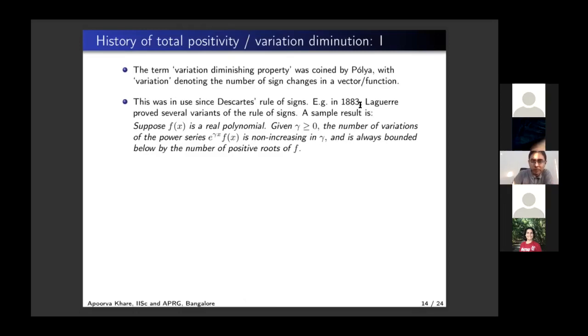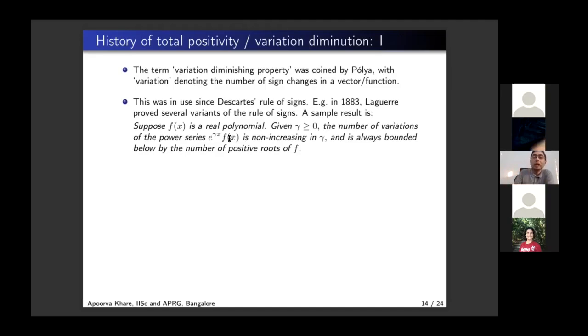Suppose f is a real polynomial. Given gamma bigger or equal to 0, I look at the formal power series, well, it's convergent, of course, e to the power gamma x times f of x. As a function of gamma, I can compute the number of variations. There are Taylor coefficients, Maclaurin coefficients, I look at them. If gamma equals 0, then this is just f of x. So there are only finitely many non-zero Maclaurin coefficients, which are the coefficients in f. So the number of sign changes for gamma equals 0 is finite because I discard all the 0 terms, remember.